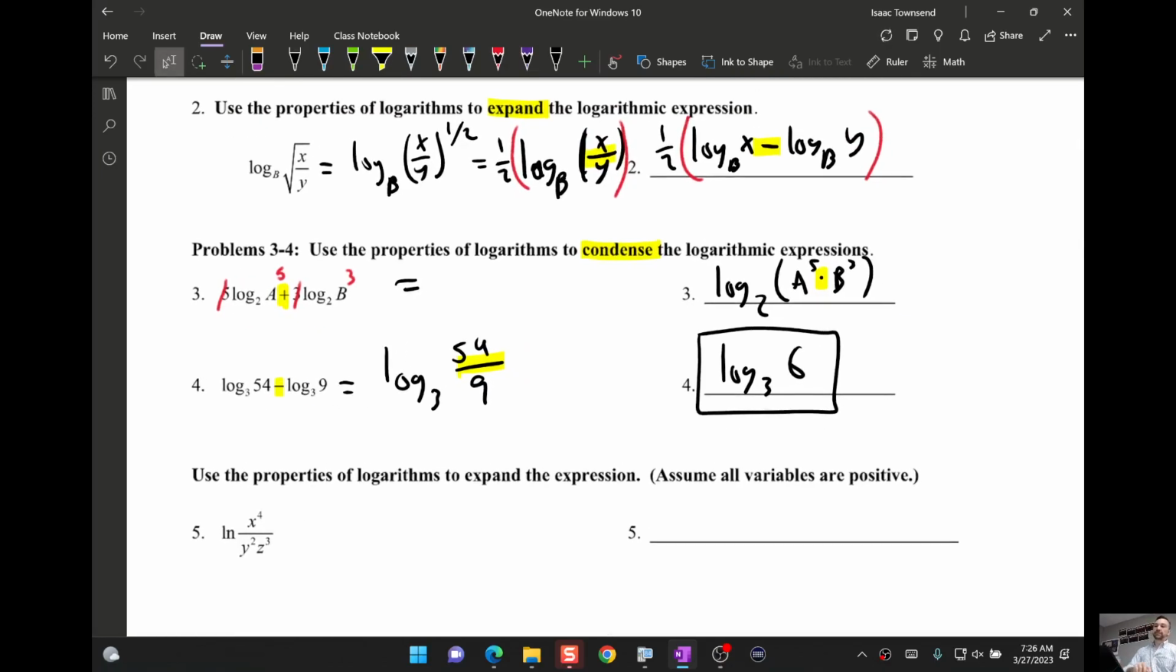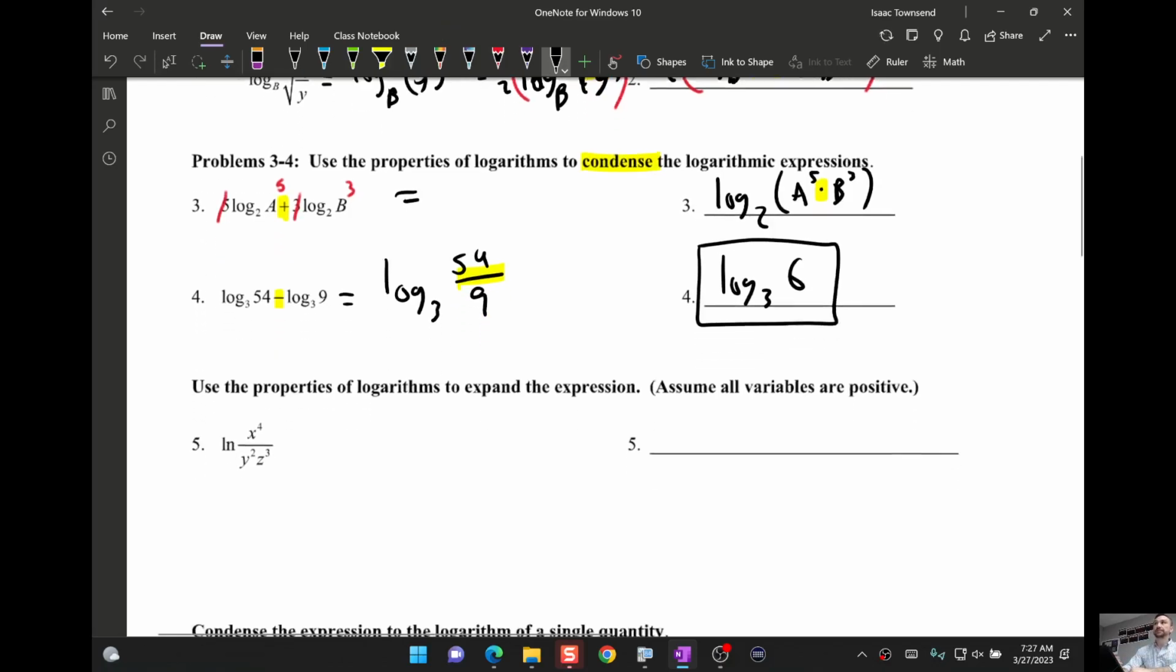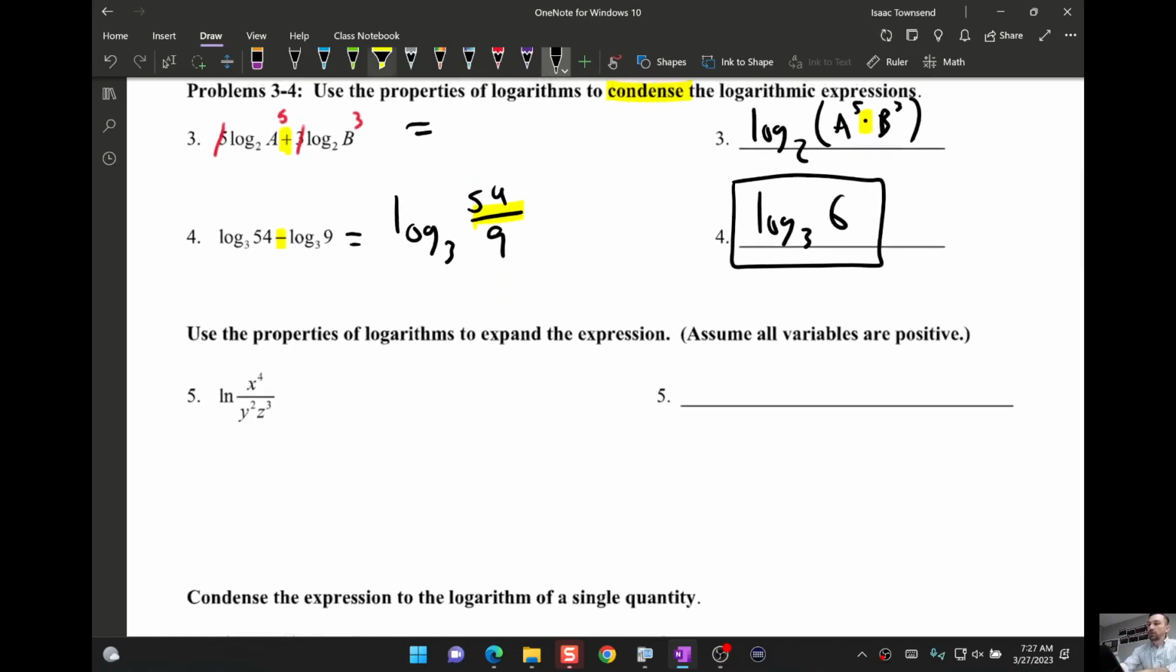Okay, let me work the next 2 since they're also expanding and condensing. And then I'll pause for questions. Okay, I think there was one just like this on practice quiz 1, worksheet 1, that you guys did before the break, but it was multiple choice. So division should have expanded into subtraction.